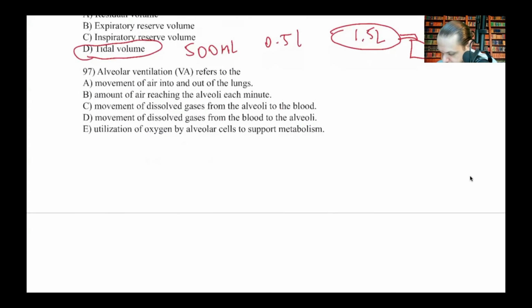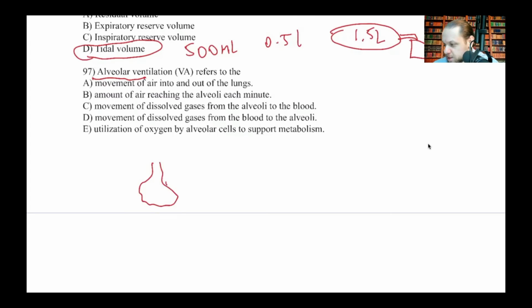Next one is going to be 97. Alveolar ventilation, VA, refers to, I believe, A, movement of air in and out of the lungs. Alveolar ventilation is slightly different. When we're talking about alveolar, they're specifically talking about when air gets to the alveolar tissue.